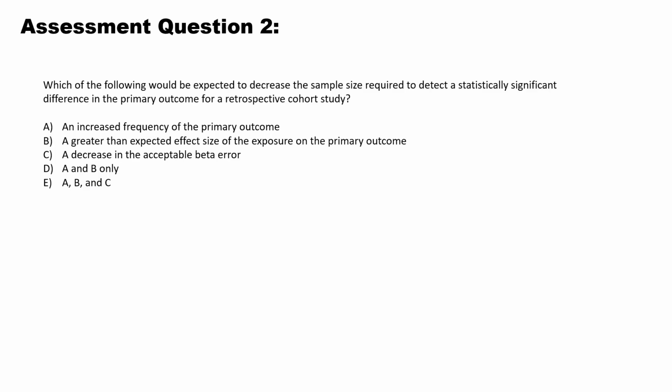Which of the following would be expected to decrease the sample size required to detect a statistically significant difference in the primary outcome for a retrospective cohort study? A, an increased frequency of the primary outcome. B, a greater than expected effect size of the exposure on the primary outcome. C, a decrease in the acceptable beta error. D, A and B only, or E, A, B, and C.